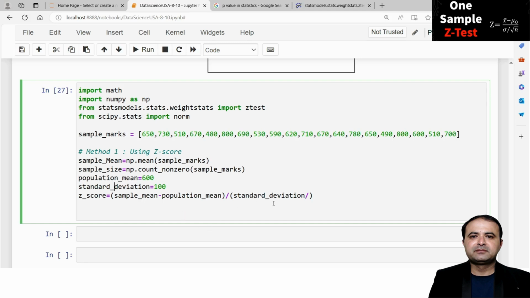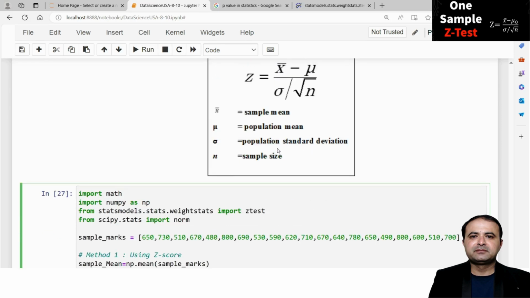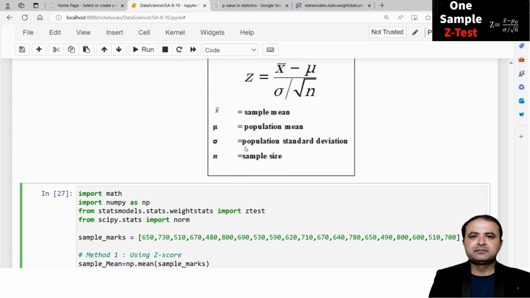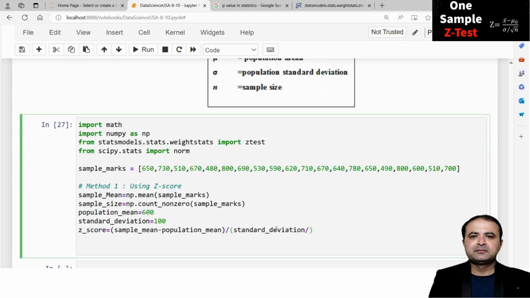And now we have divided by the sample size. So I want to find out the square root. If you want to find out the square root, we have the mathematical function sqrt. The sqrt function is available inside the math library, math.sqrt. Now you can pass the sample size.